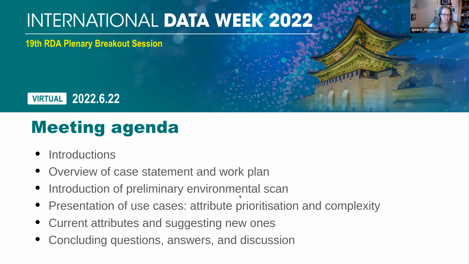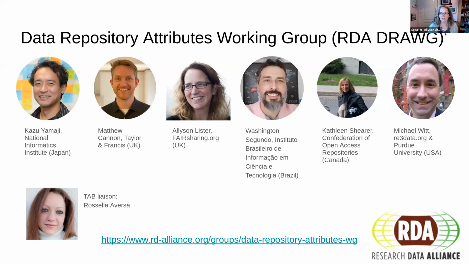I will just start with some lovely pictures of all of us, so you can recognize us in the Zoom gallery or if you see us on the street. We have Kazu from Japan, and Matt and I are in the UK. We have Washington, who's in Brazil, and Kathleen in Canada, and Michael in the States. And we also have Rosella, who's our TAB liaison.